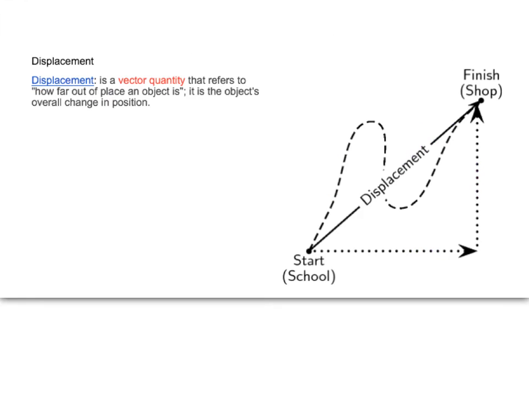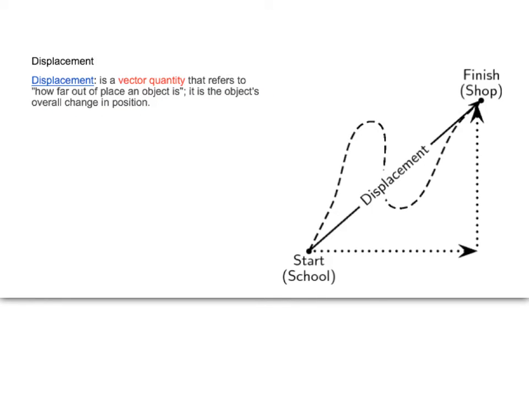distance. Now the next term we're going to talk about is displacement. Displacement is a vector quantity that refers to how far out of place an object is. It is the object's overall change in position. Now that is really important. It's the object's overall change in position.